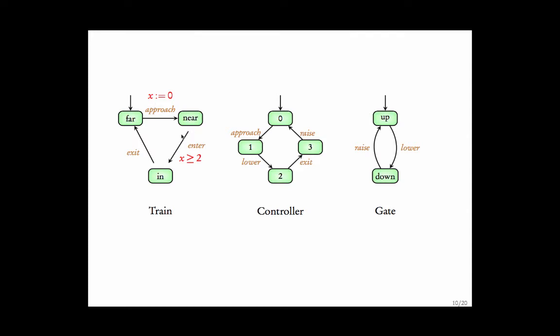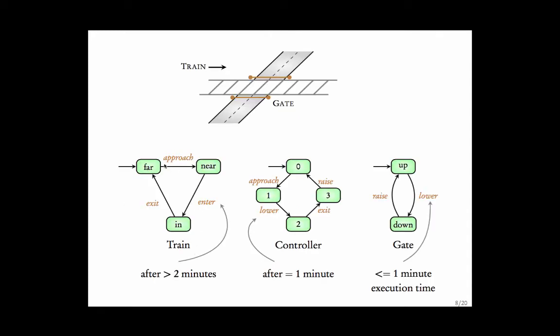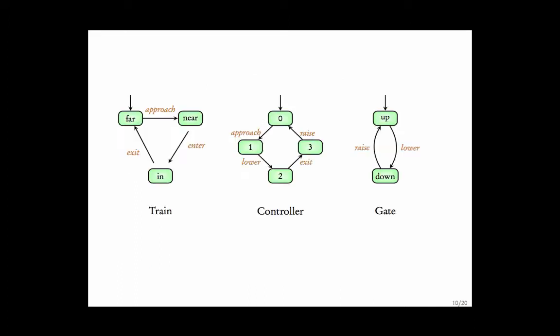The value of this clock is set to 0, and you make sure that this transition is taken only when the value of the clock is bigger than or equal to 2. Let me show this diagram. We wanted to say that between approach and enter, at least 2 time units have to elapse. And for doing that, we used a clock in this model, and we set the clock to 0 when the approach was given, and we say that this transition can be taken only when the value of x is bigger than or equal to 2.